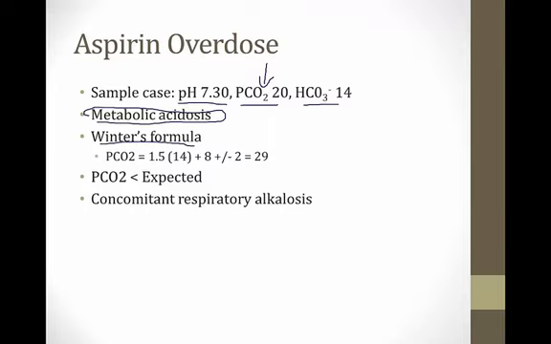is through Winner's formula. So Winner's formula says that the expected PCO2 is 1.5 times the bicarb plus 8, plus or minus 2. So if you plug in the numbers here, you see that the predicted CO2 is 29 plus or minus 2. So we should have a CO2 level anywhere from 27 to 31. But our CO2 is 20.